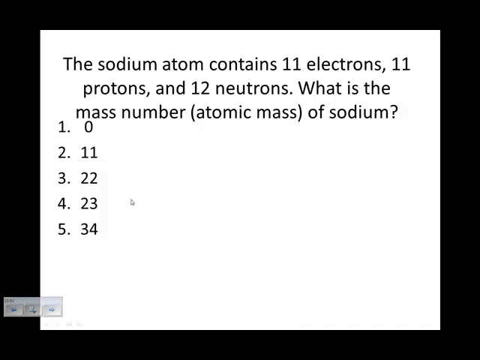Okay, so a sodium atom contains 11 electrons, 11 protons, and 12 neutrons. What is the mass number of sodium? It's 23, right? Because we ignore the weight of the electrons, we add the protons and neutrons only. Great.